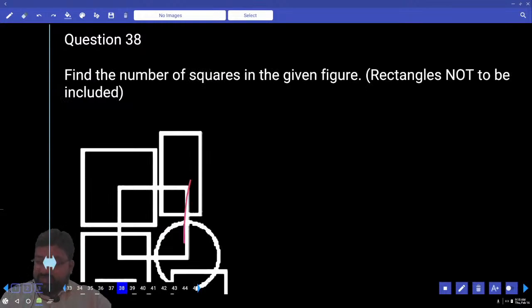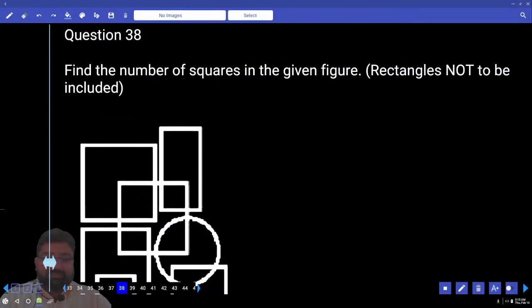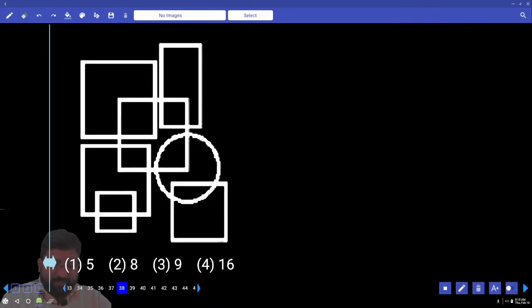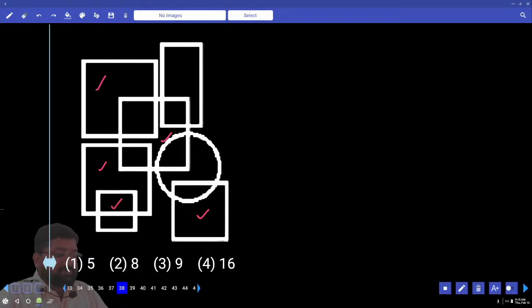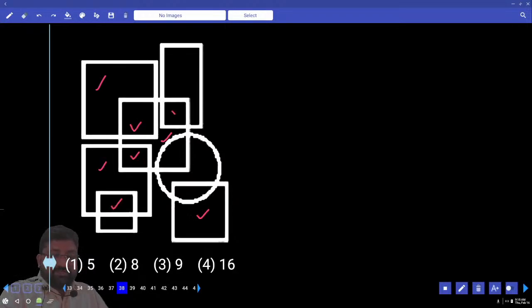How many number of squares, rectangles not to be included అన్నాడు. How many do we have? Let us see. First, this is 1, 2, 3, 4, this is 5. This is 6, 7, 8. Clear? Rectangle is not supposed to be included. This is a square. But if I take this, this will become a rectangle.